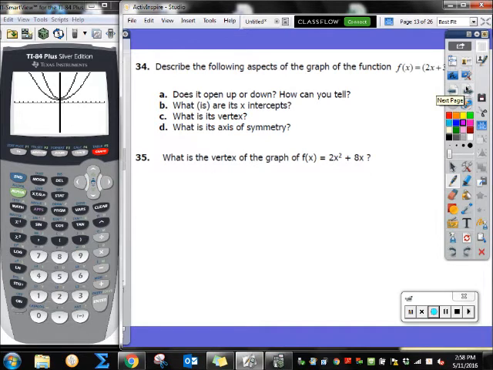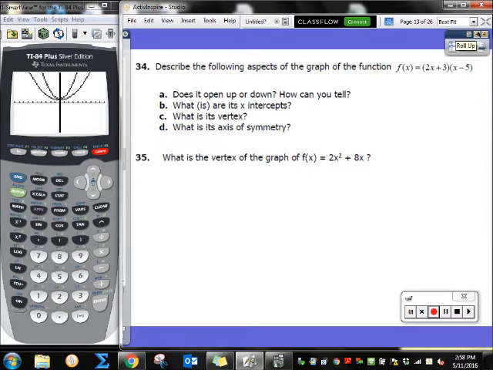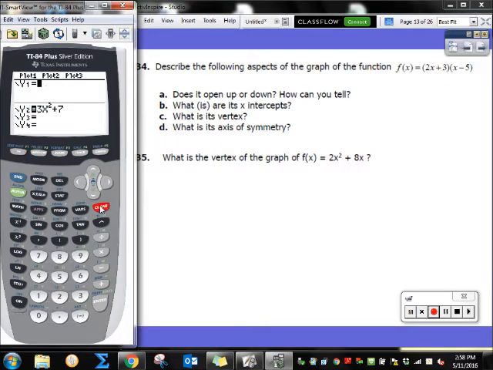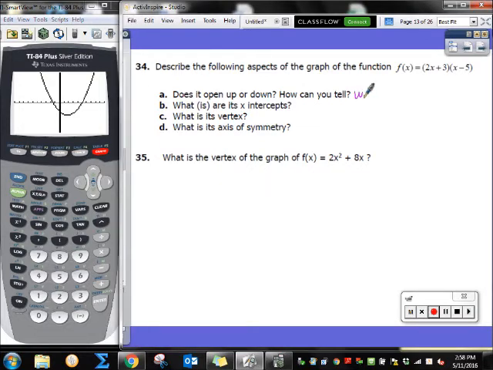34, describe the aspects of the graph of the given function. So, and here's a little trick. If you want to double distribute that and simplify it, by all means, but you can actually put it in your calculator exactly the way you see it, just to make sure you don't make any careless mistakes. So now we can graph. Remember, I just changed my y-axis, so that's actually a pretty good picture anyway. Does it open up or down? So it opens up. If you had not put it in the calculator, you can tell because it is positive in the front.